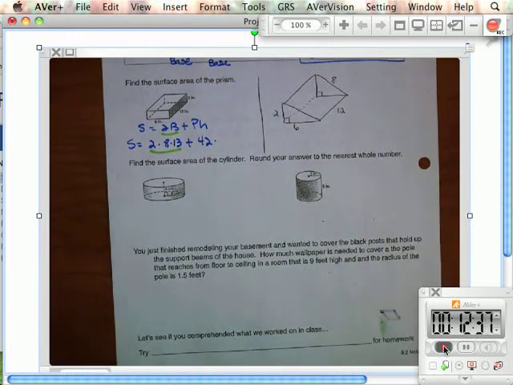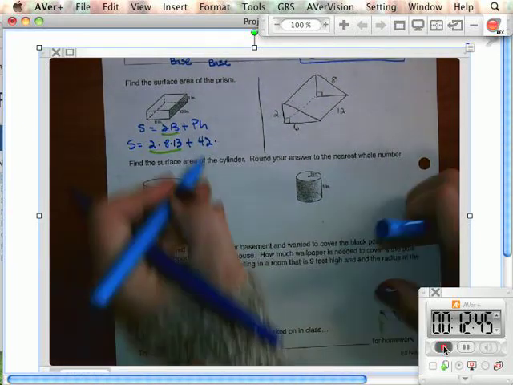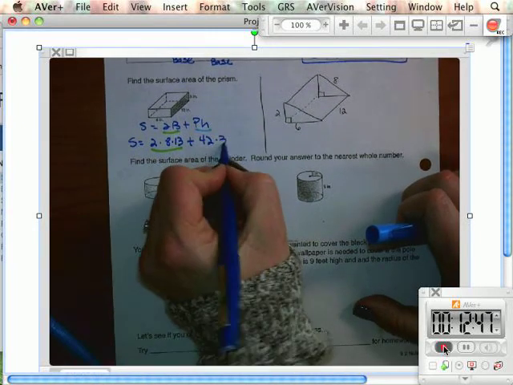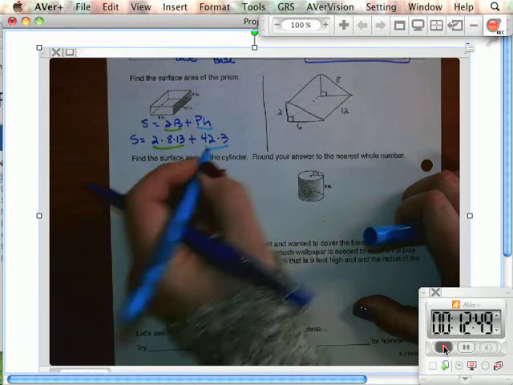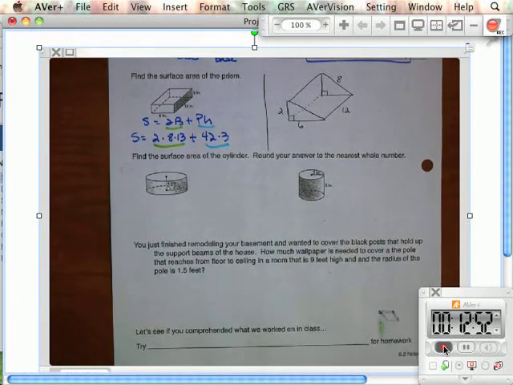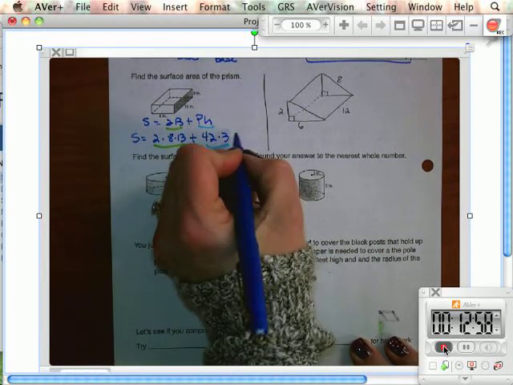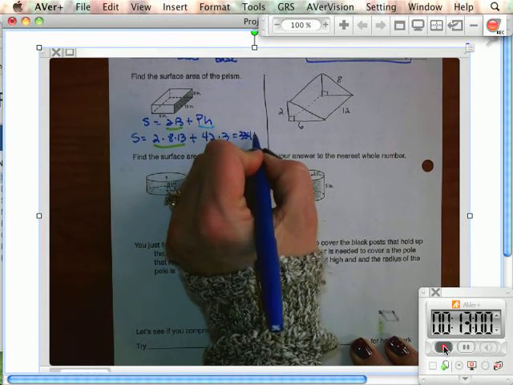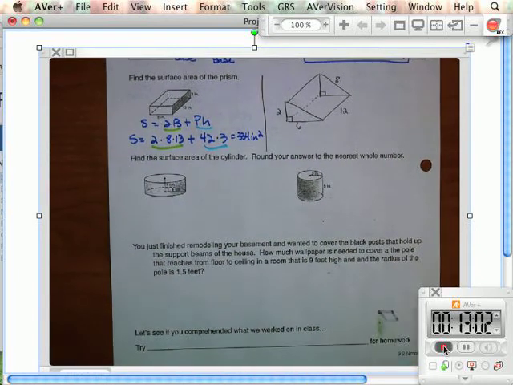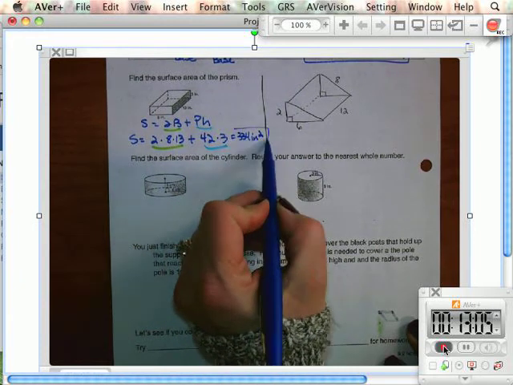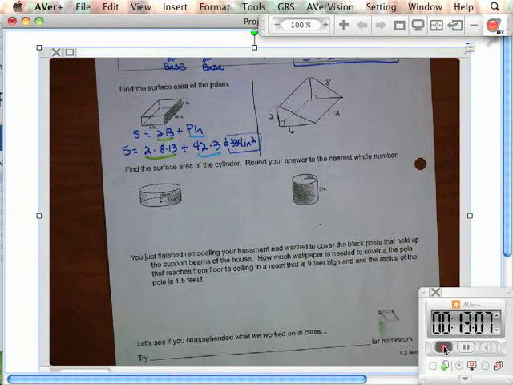What is the height of my prism, do you think? What's the height of my prism? 3. So it's going to be times 3. Oh, look, you have all numbers. You get out your calculator and you do the math. And that would equal 334 inches squared. That's the surface area. That's how much material it would take to make that box.